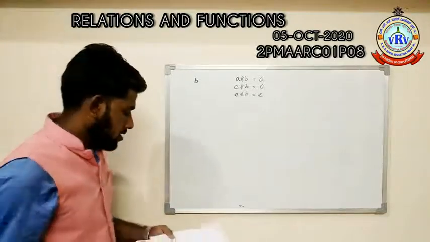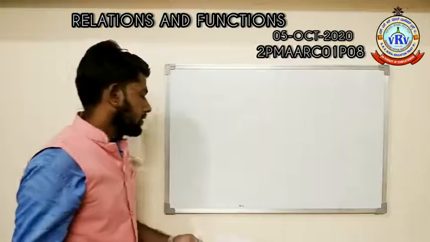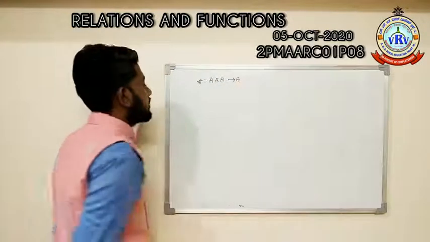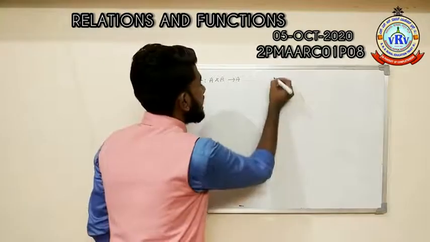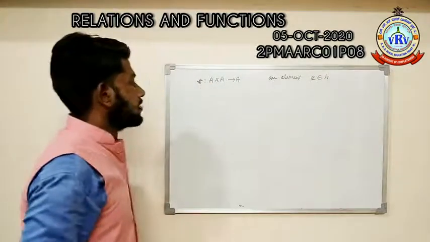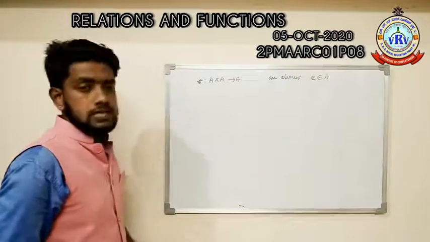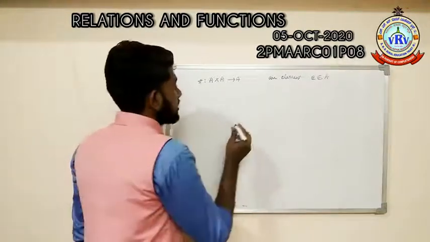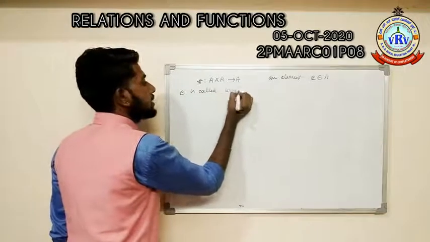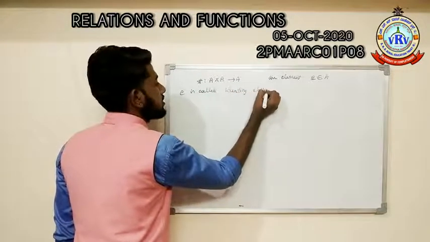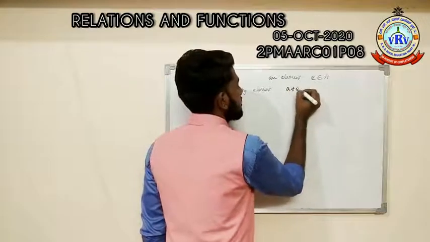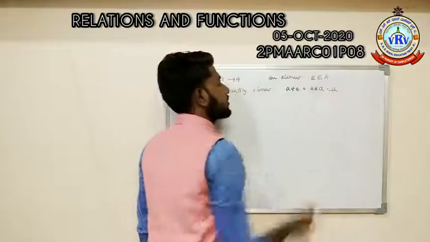By the definition, write down the definition. Given a binary operation star, A cross A to A, there exists an element E in the set A, one element which belongs to the set A. If E exists and is called the identity element, it should satisfy A star E is equal to E star A is equal to A.